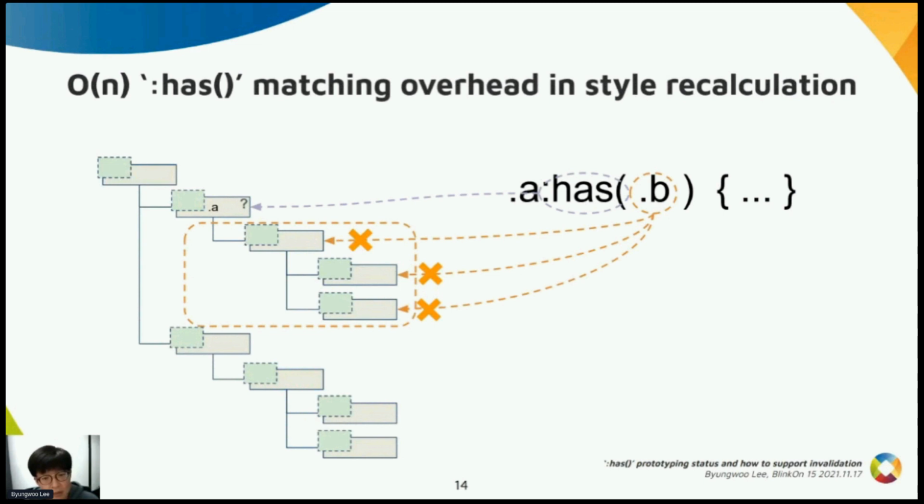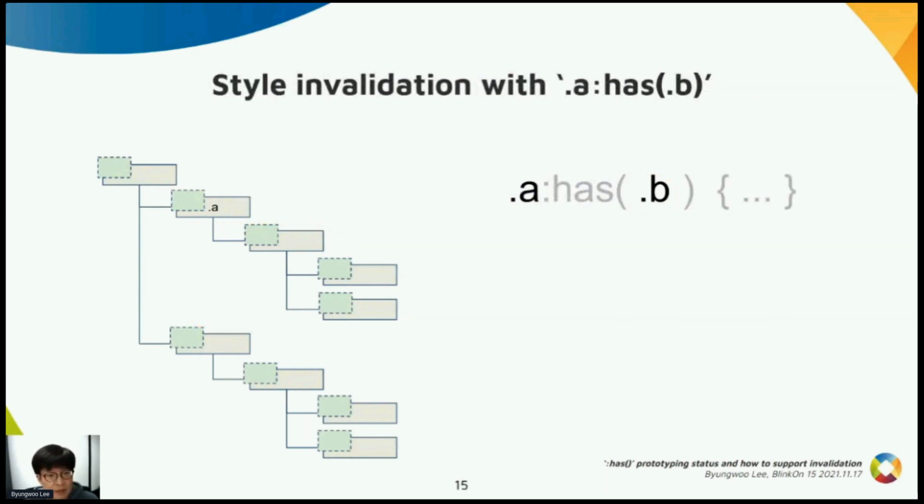The repetitive argument matching was removed by applying a :has matching result cache within a single life cycle, such as a single style recalculation process or a single JavaScript API call. But the O(n) matching overhead is unavoidable. After supporting the :has style invalidation, we may consider an approach of removing the matching overhead by reusing the previous matching result if the :has state has not changed. And this is about the style invalidation with :has.